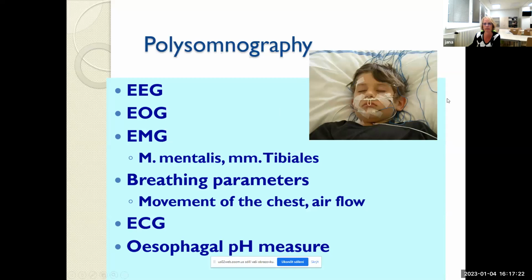This is a polysomnographic recording. You can see the child, because this picture is from my colleague from Children's Neurology here at the clinic. You can see quite a lot of wires around the face, but we need them because we need to know everything about the EEG. We need electrooculography, we need EMG, we record musculi mentales and musculi tibiales on the legs, upper and lower extremities. Also, we need to know everything about breathing parameters, so you see these sensors in his nose. We can also record ECG, and if indicated, you can also use esophageal pH measurement. We don't usually do it in the adult sleep medicine ward here.